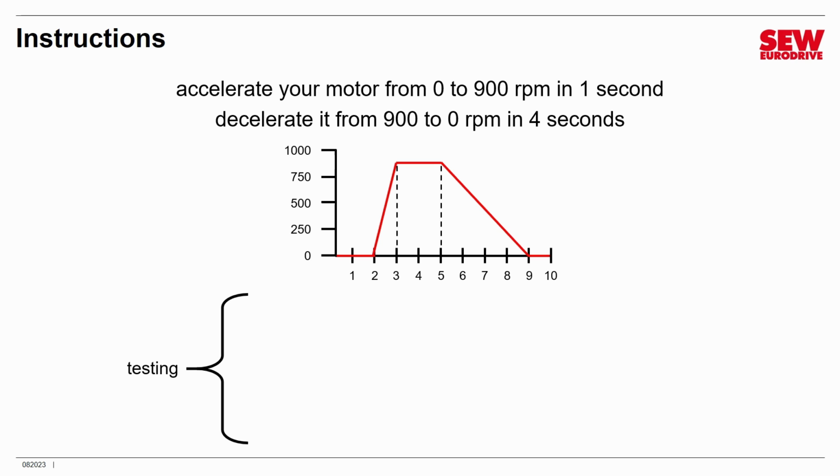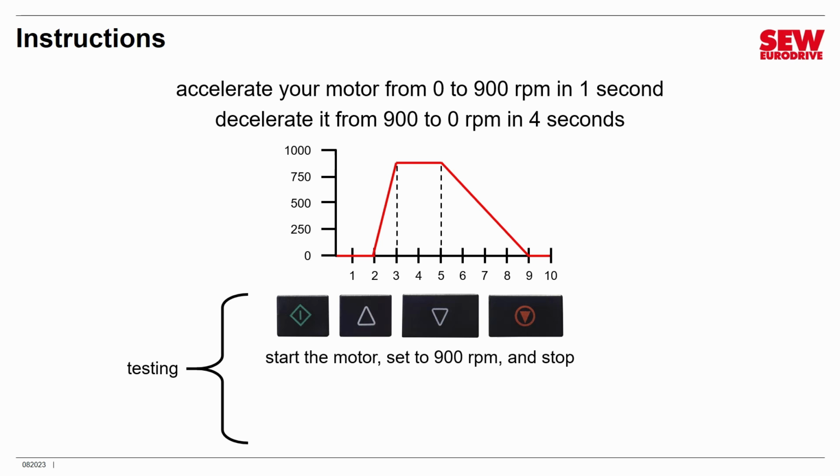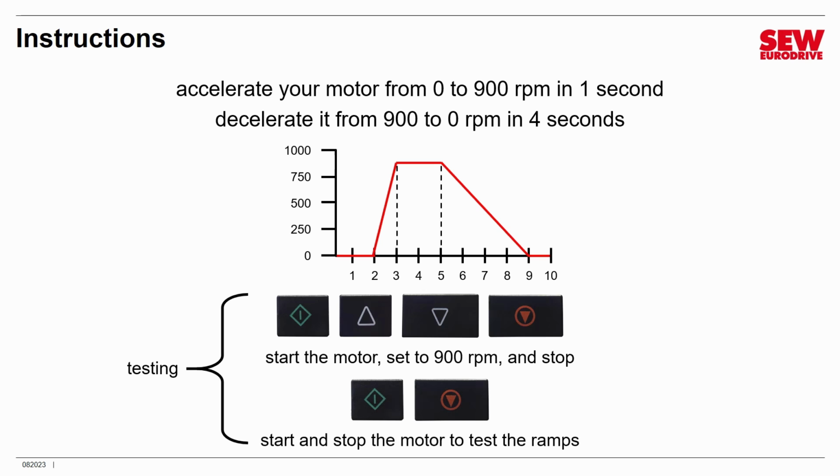All right, do this. Once you've gotten your parameters entered, fire up your drive by pressing the Start button. Then use the up and down buttons to adjust the speed until you get it to 900 RPM. At that point, hit the Stop button and bring your drive to a halt. Now, get out a stopwatch or the stopwatch app on your phone, start it running, and press the Start button. And as soon as it reaches 900 RPM, look at the time on the stopwatch. That should be 1 second if you did everything right.